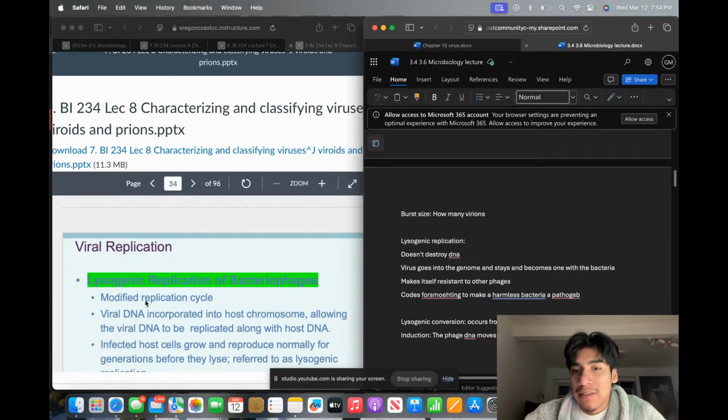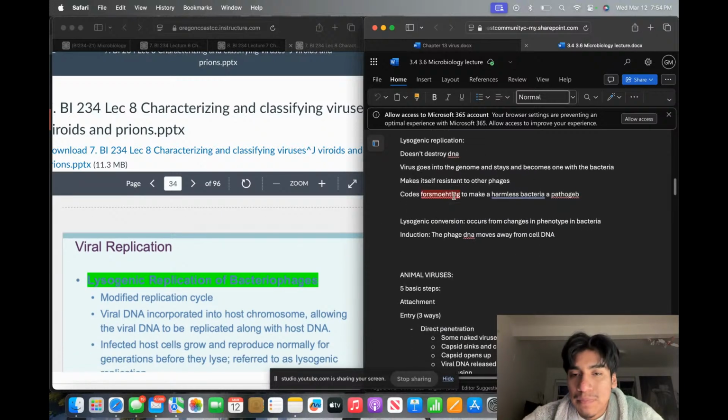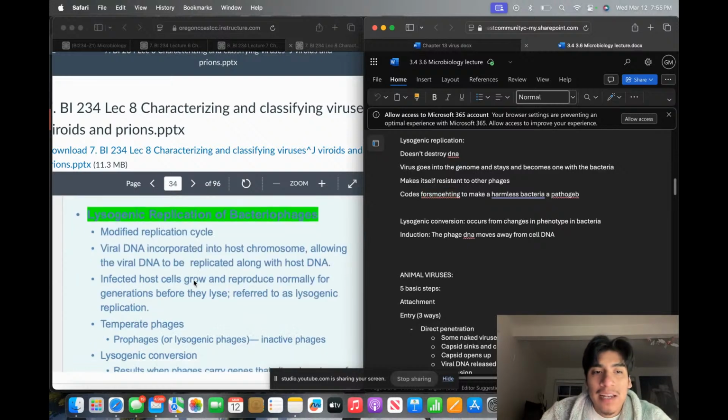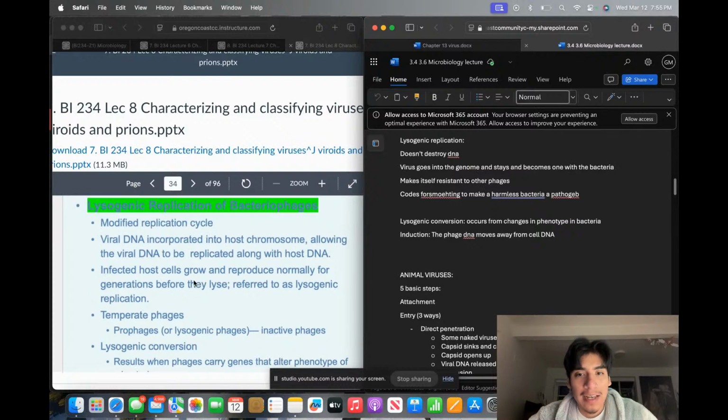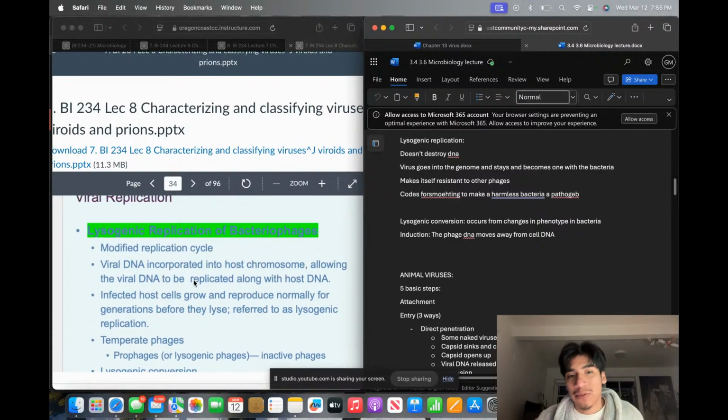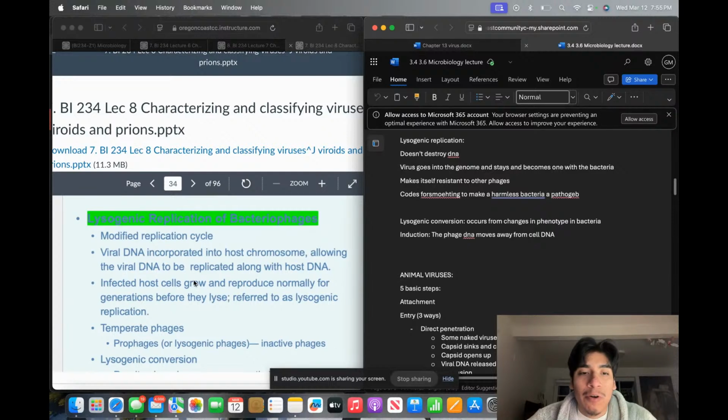Viral replication. All right, so now we're on to lysogenic replication. Lysogenic replication of bacteriophages is a modified replication cycle. Viral DNA is incorporated into the host chromosome, allowing the viral DNA to be replicated alongside the host DNA. So instead of lysis destroying the bacterial DNA first, lysogenic is more stealthy, and all it's doing is implementing its own viral DNA alongside it. Then the infected host cell grows and reproduces normally for generations before it lyses. So this is kind of a more covert mission.